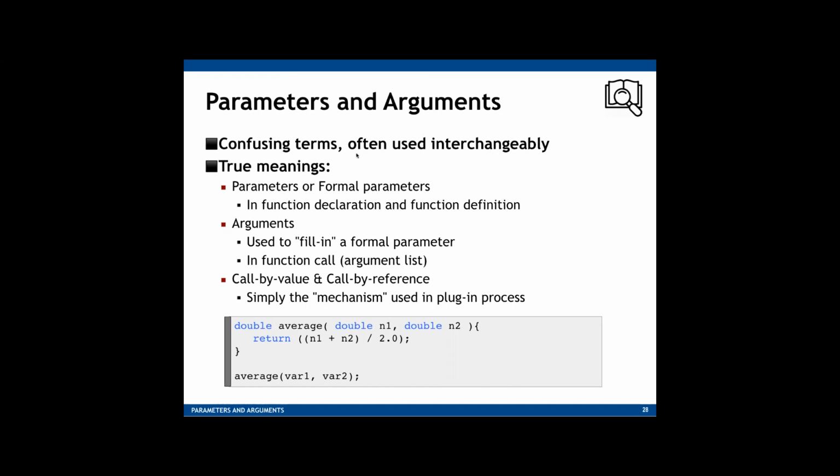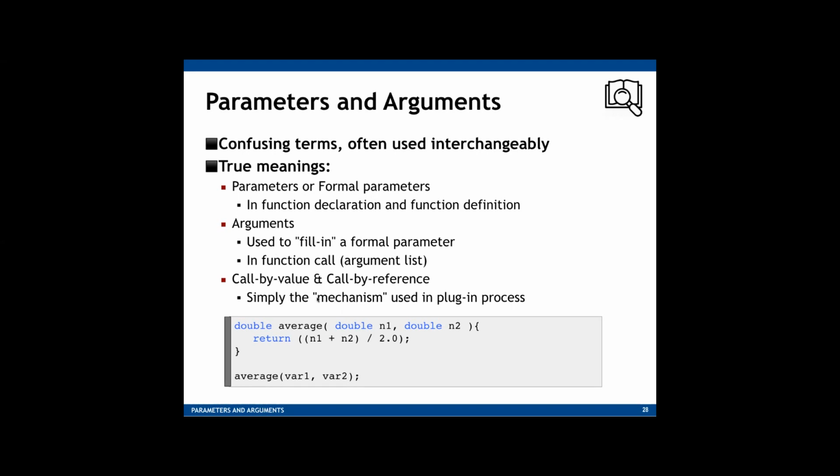But the correct way of using them is that we use parameters when we are talking about the variable list inside the round brackets in the function definitions. And we use arguments to refer to the values that are passed to the functions when the function is called. So a parameter is a variable in a function definition, and an argument is a value of the parameter.